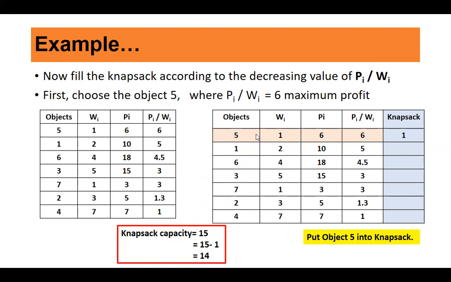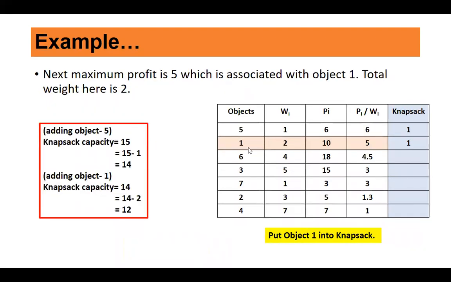So what we did, we selected the topmost object, that is object 5, with the maximum profit 6, and we put it into the sack. The capacity of the sack, which was 15, has become 14 now because the weight of object 5 is 1, right? Now, the next maximum profit is 5, which is associated with object 1. So now we'll select object 1 and put it into the sack. The capacity of the sack is already 14, and the weight of object 1 is 2. So 14 minus 2, now the capacity of the sack is 12, right?